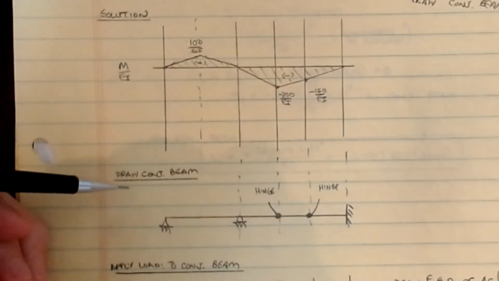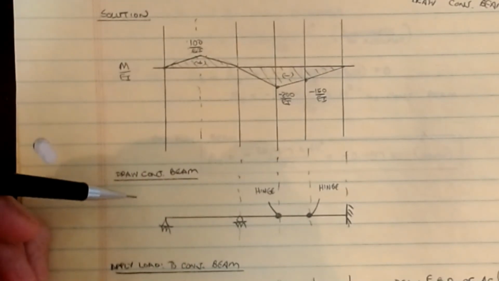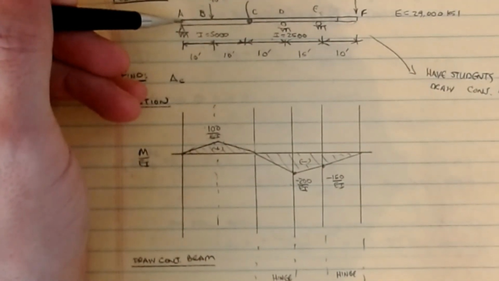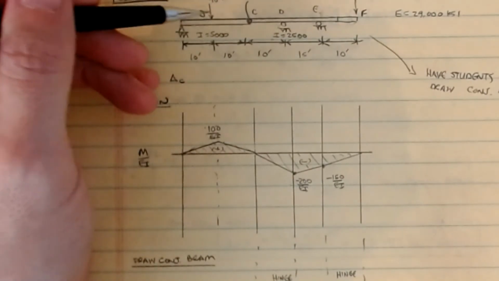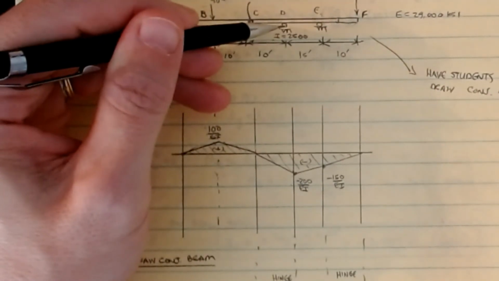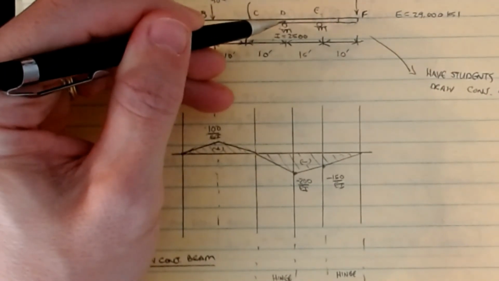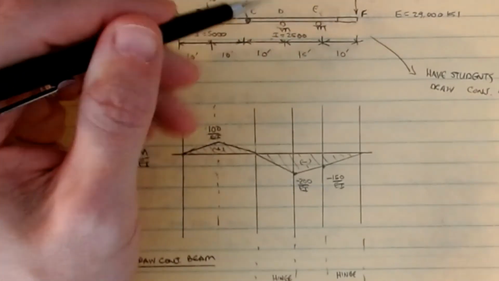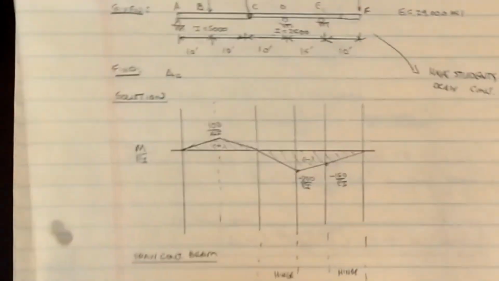Then all we do is come up with our conjugate structure, and we play the same game. Remember, we said external pin supports don't change. Internal hinges become internal continuous supports. Internal continuous supports on the real system become internal hinges on the conjugate. So that's a hinge now, and that's a hinge. And then a free end becomes a fixed end on the conjugate.